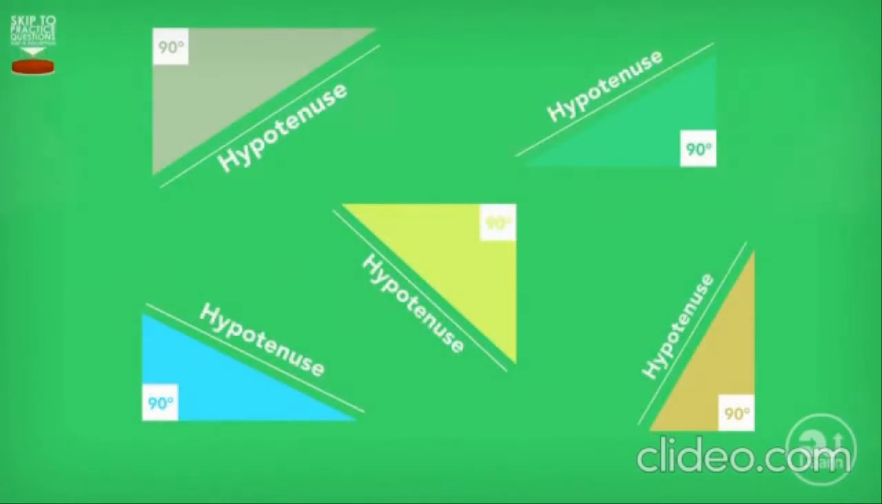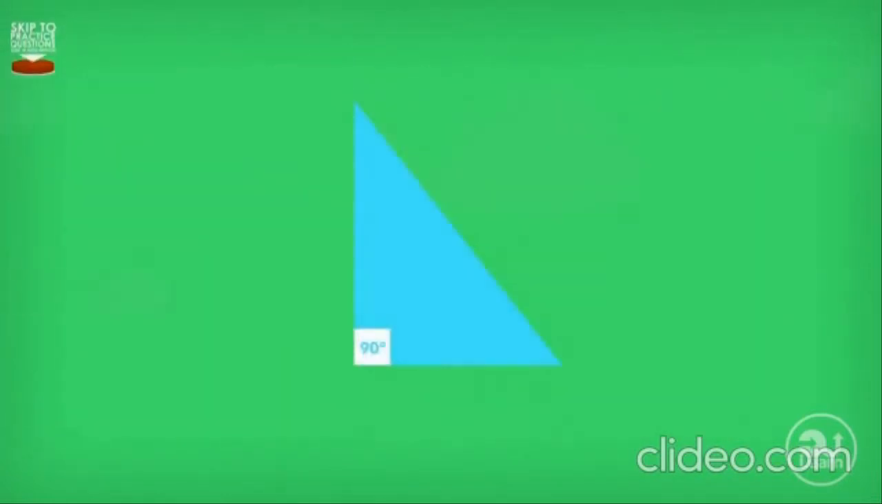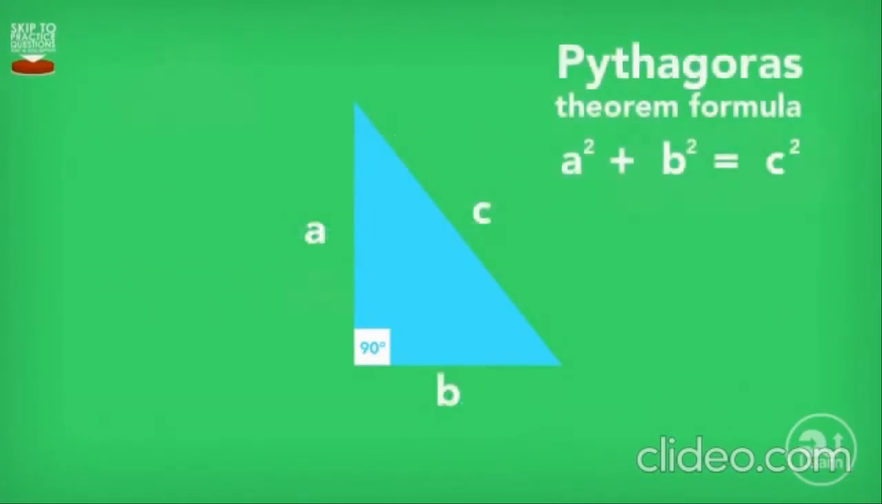Here are some examples. A list of triangles, and the longest side is the hypotenuse, the side which is opposite to the right angle. In this triangle, the right angle here is 90 degrees. The hypotenuse is not given here. We have to find the hypotenuse, and the other two sides are 7 and 5.